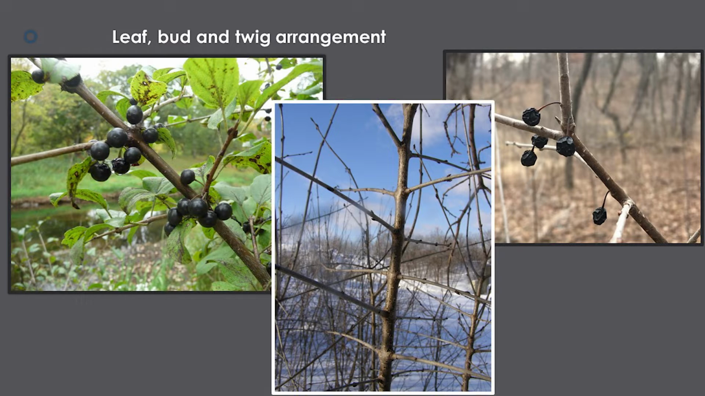Now the leaf arrangement and the bud arrangement are really the same. You can tell that this is taken in late summer because the fruit on female buckthorn ripens in late summer, so it's August or later. And later in the summer, the buds form. They're not formed right away in the springtime.